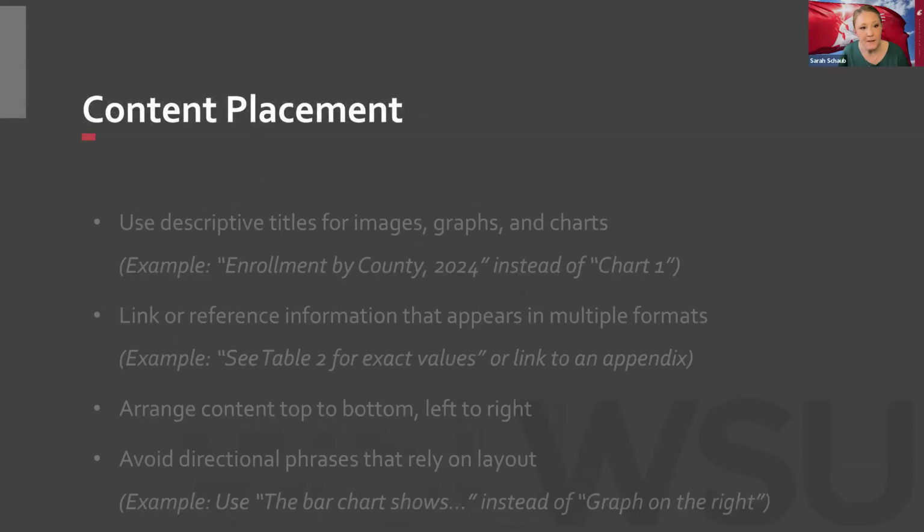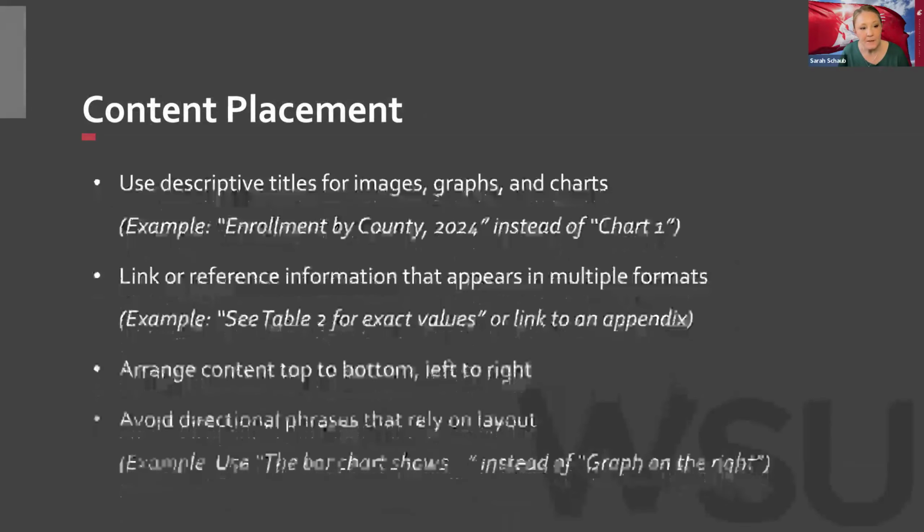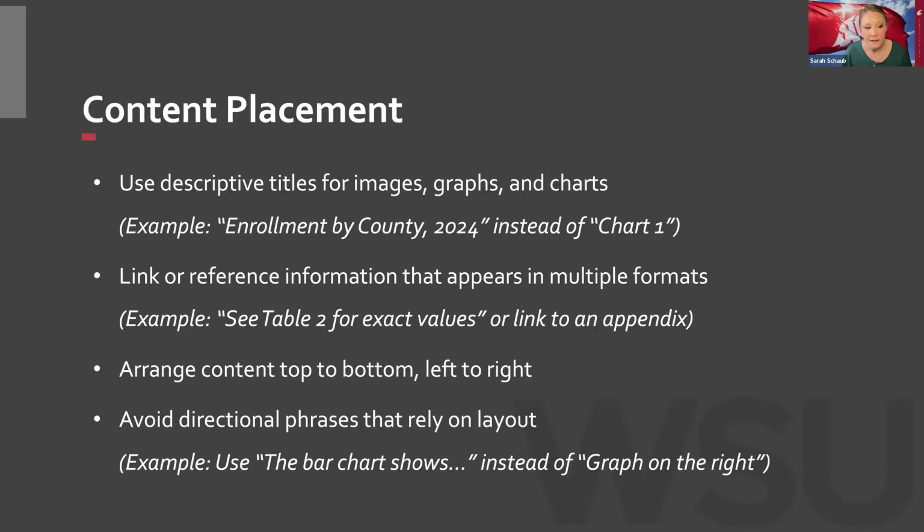A slide titled Content Placement offers tips with examples for arranging chart elements. Content placement is really important. You want to make sure you use descriptive titles for your images, graphs, and charts. An example would be using a title Enrollment by County 2024 instead of a title like Chart 1. Link or reference information that appears in multiple formats. An example would be see Table 2 for exact values, or you could link to an appendix for more information.